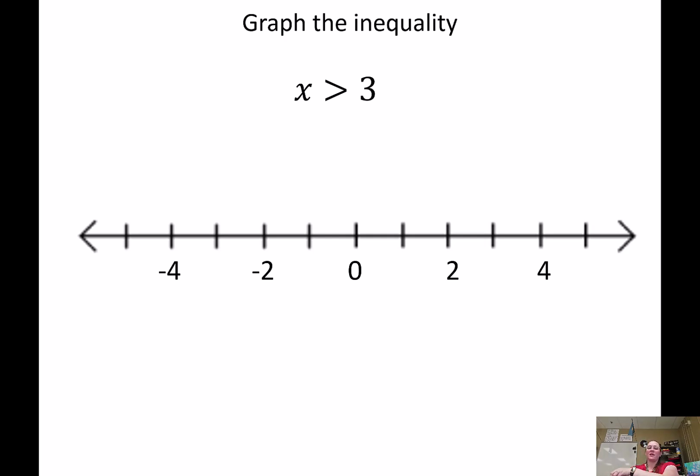So let's graph the inequality x is greater than 3. So this right here tells me, okay, first thing, am I going to use an open or a closed circle? Well, it's not equal to, so we're using an open circle at positive 3. Now, since we want x to be greater than, we're going to shade to the right.